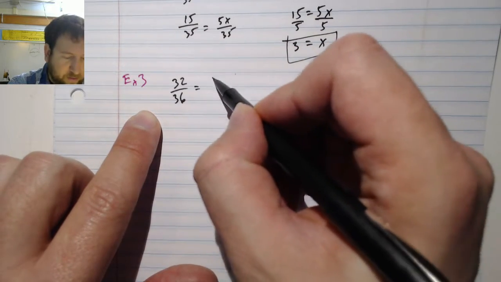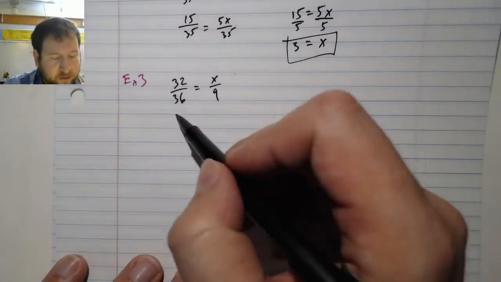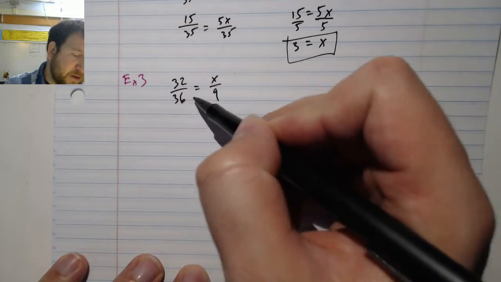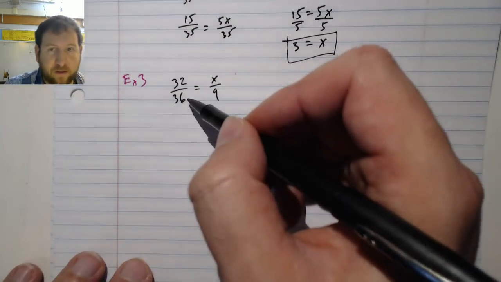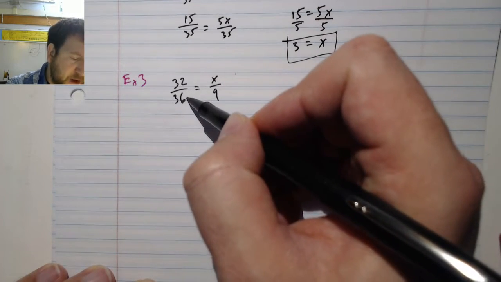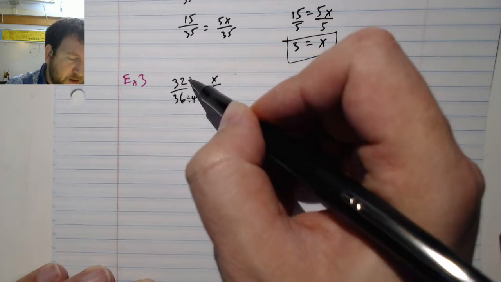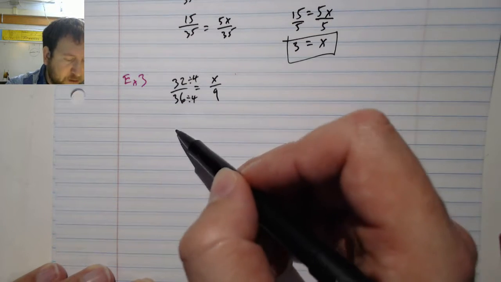32/36 is equal to x over 9. So in this case, I'm going to start with my denominators, and I'm going to definitely see that there is a relationship between 36 and 9. I'm going to divide this by, let's see, I'm going to divide it by 4. If I do that to one side, I have to do it to both. 36 divided by 4 is definitely 9.